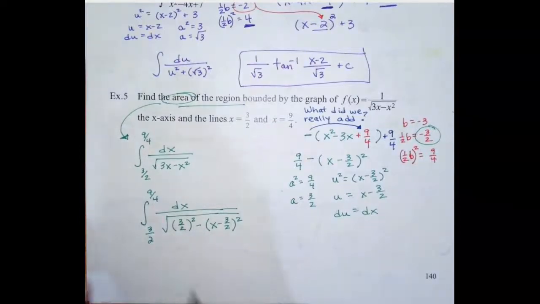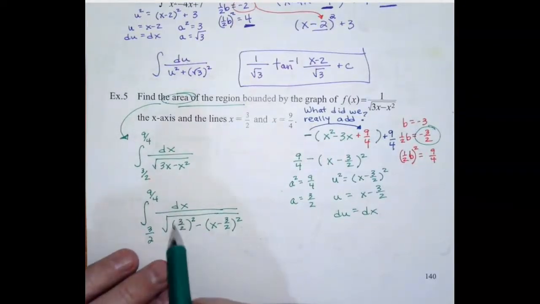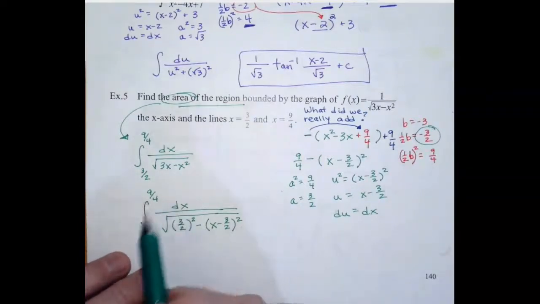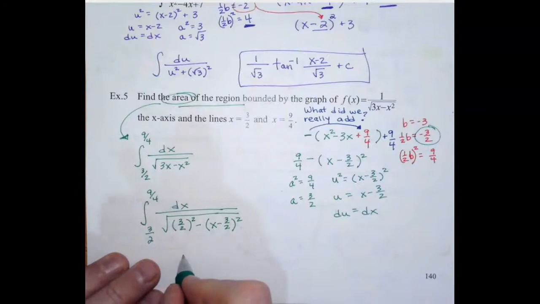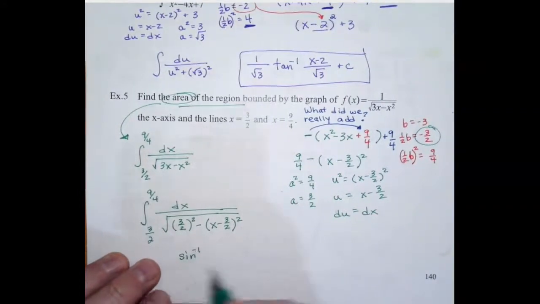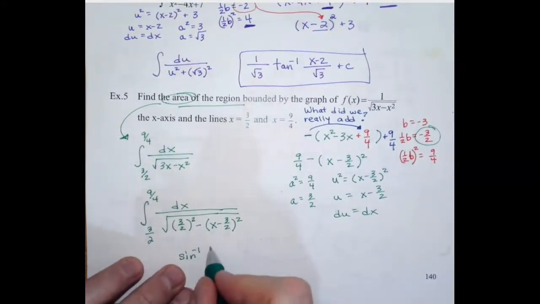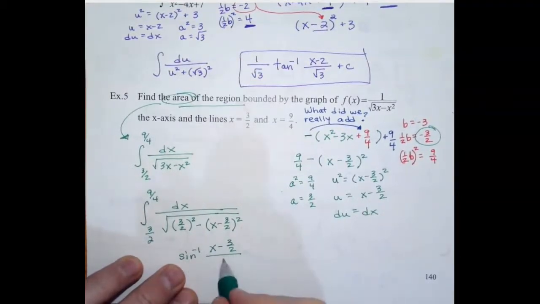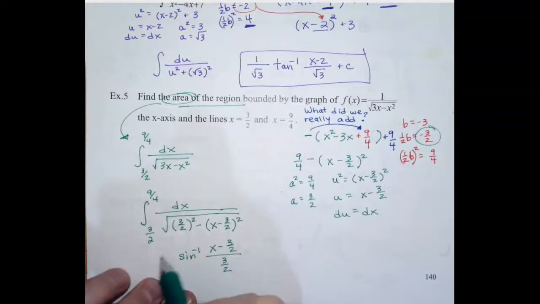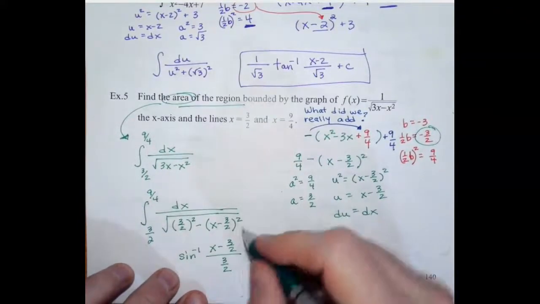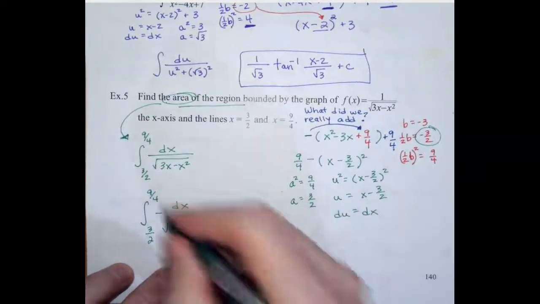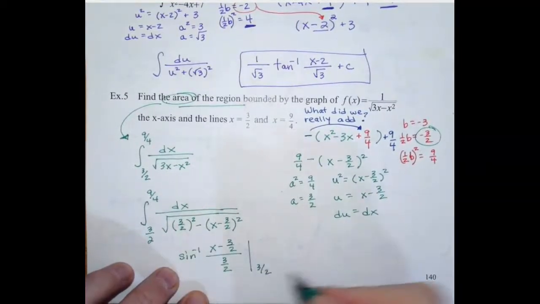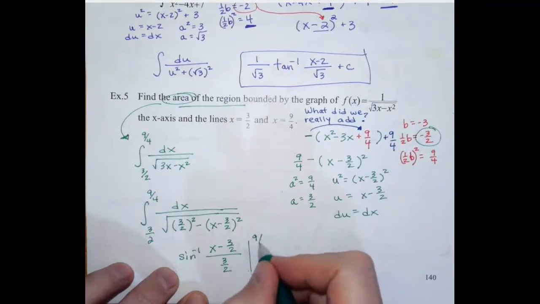so this is our kind of one value here, where it's 1 minus x squared. So this is sine. So we have arc sine, inverse sine, and then it's u, which is x minus 3/2, over a, which is 3/2. Remember, there's no 1 over a in front of sine. That's the only sine and cosine. That's the only one. And there's no plus c because this is a definite integral.